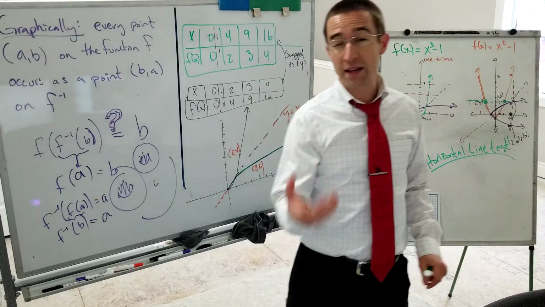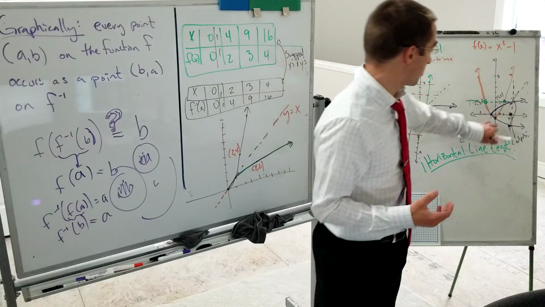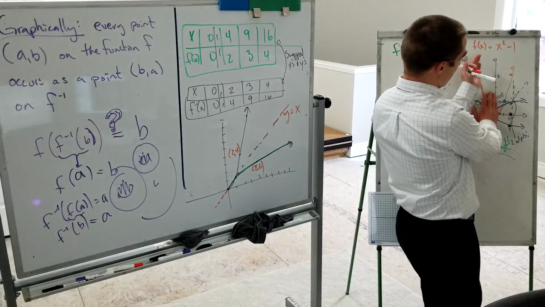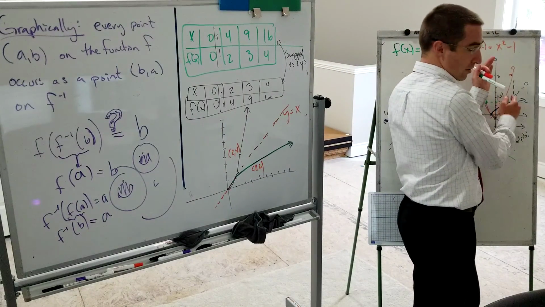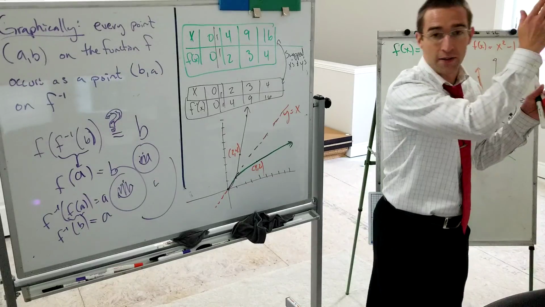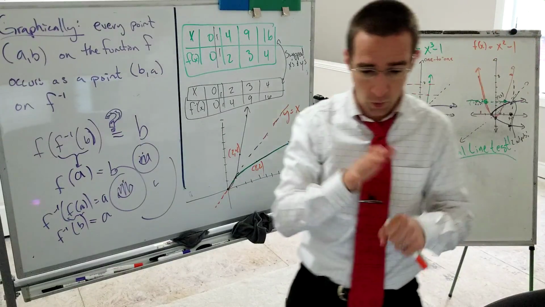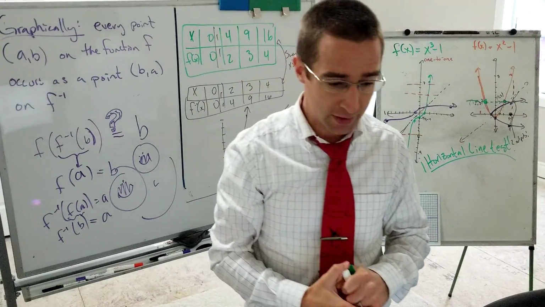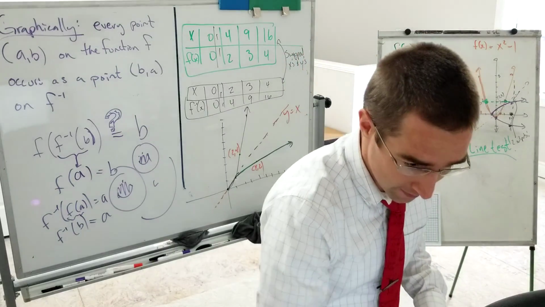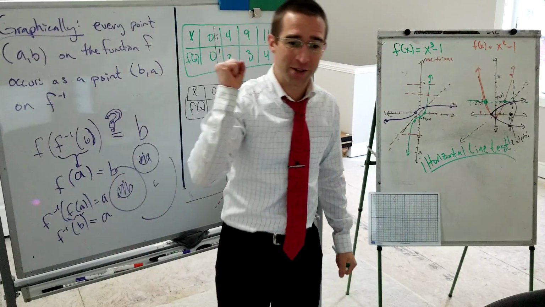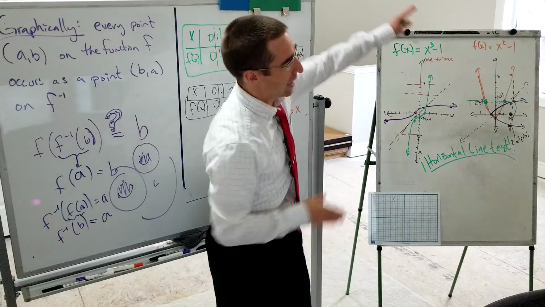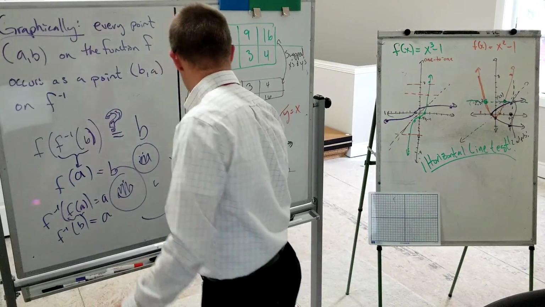In order to make an inverse function, what we would have to do is restrict the domain and say, let's just talk about that part, maybe everything to the right of the vertex, something like that. Okay, cool, let's move on. That's the horizontal line test. Let's find some inverses algebraically. Let's do a little algebra.